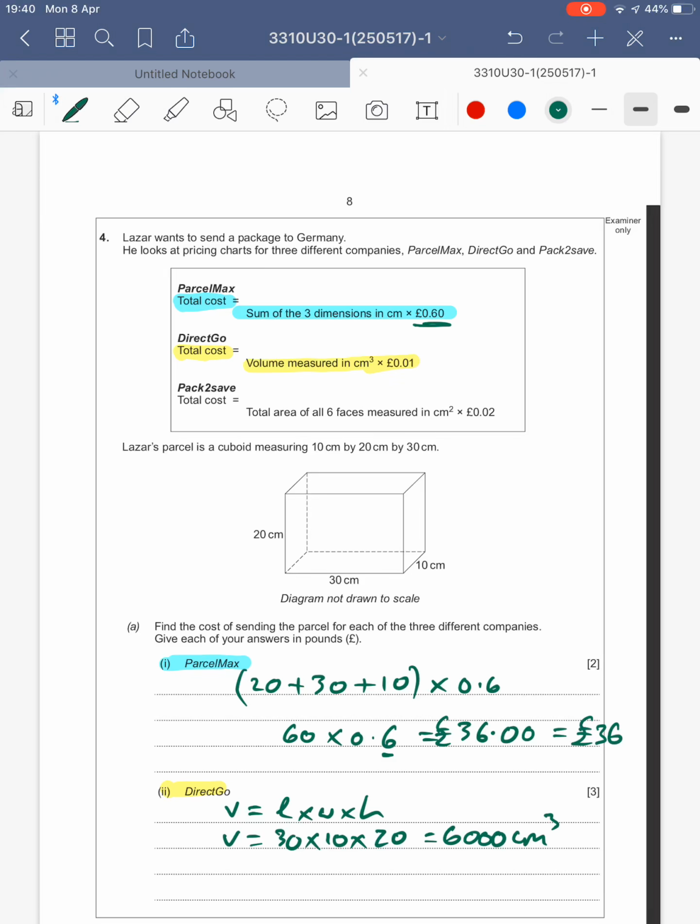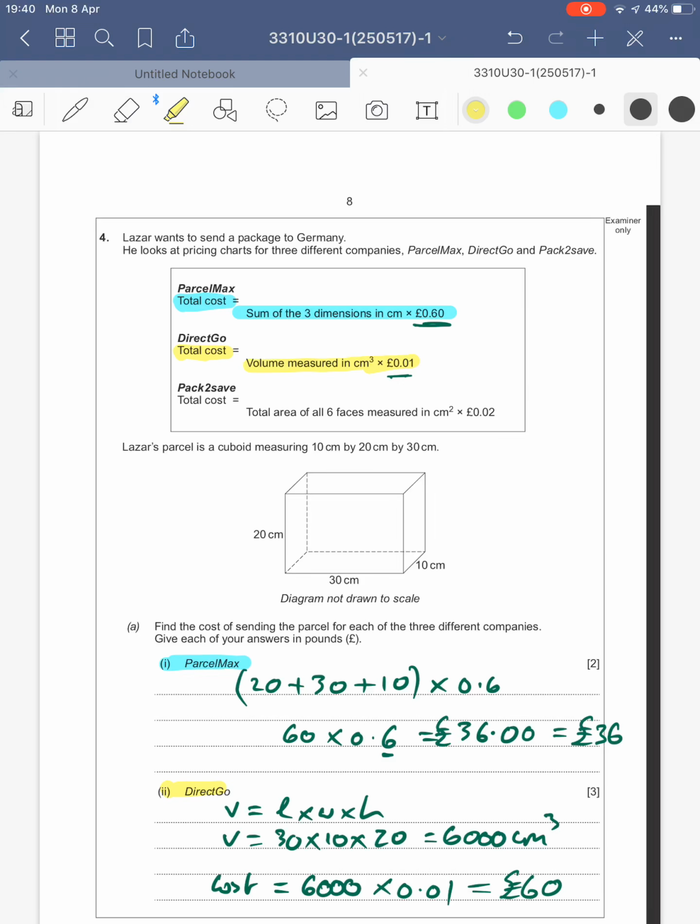So the cost for this one, we've got to times it by 0.01, so 6,000 times by 0.01. Times it by 0.01 is the same as dividing by 100, so 6,000 divided by 100 would be £60.